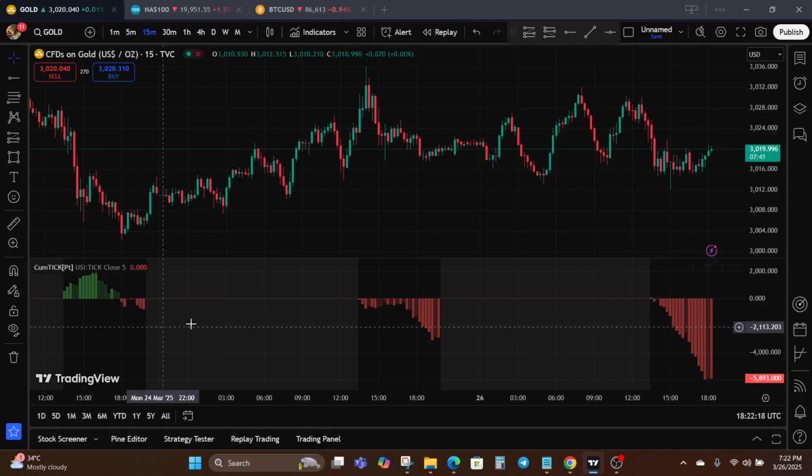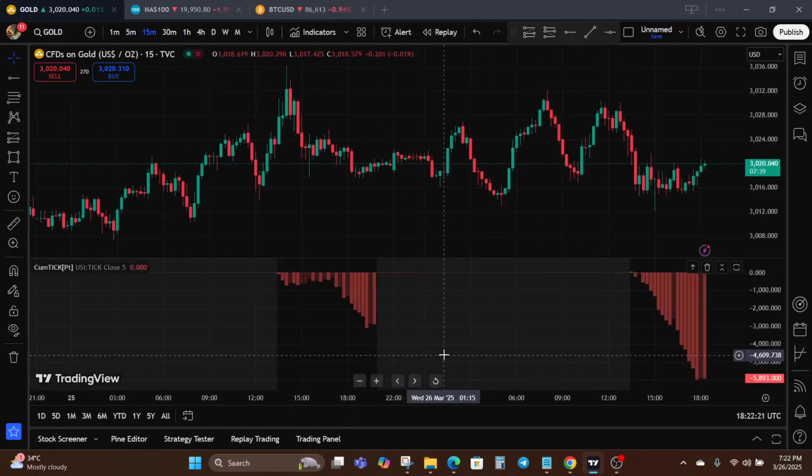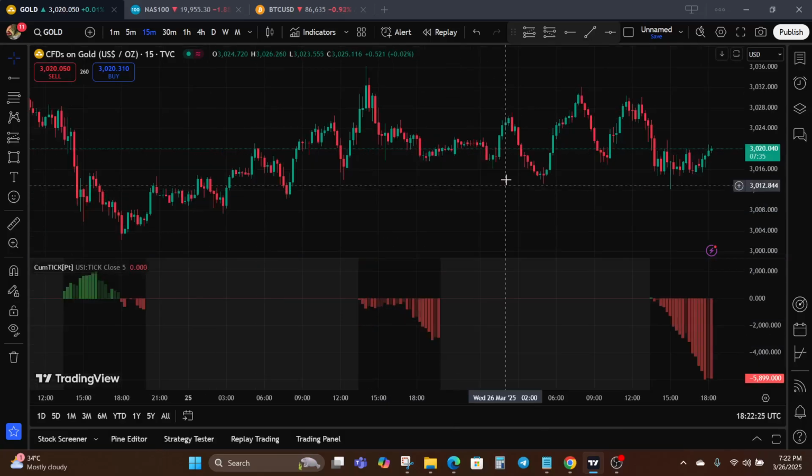The cumulative tick indicator is a momentum-based tool that measures the cumulative tick data in the market. In simple terms, it tracks the difference between the number of advancing and declining stocks, or for Forex, focuses on the uptick and the downtick data. This indicator helps traders identify the overall sentiment in the market.